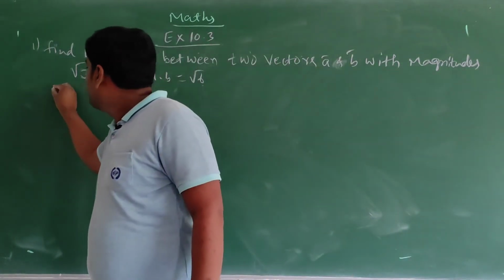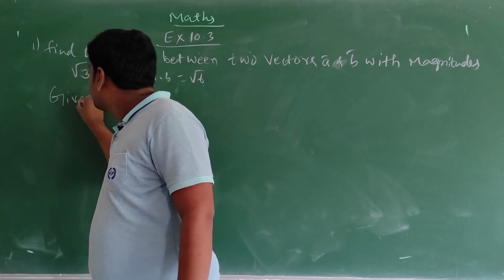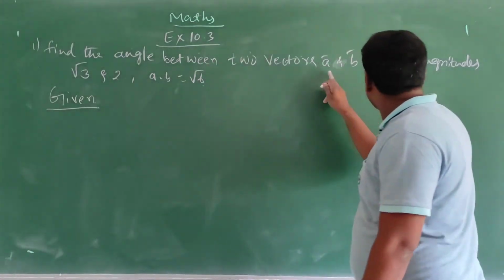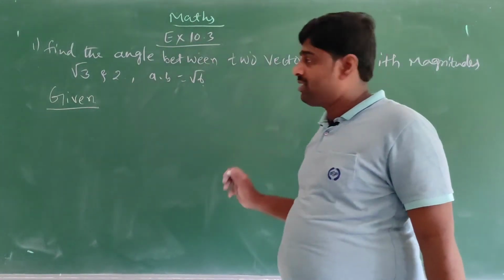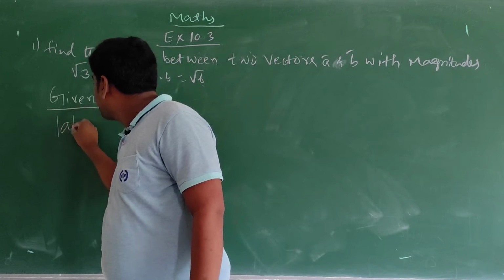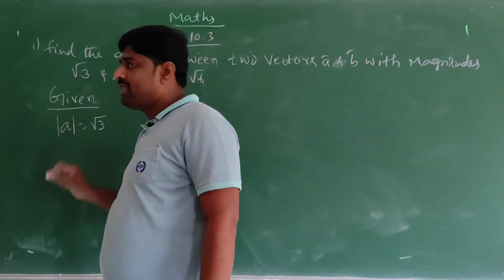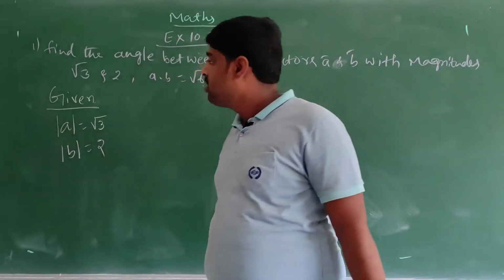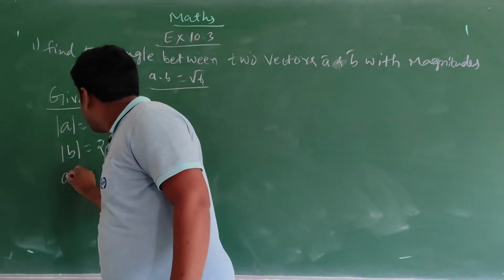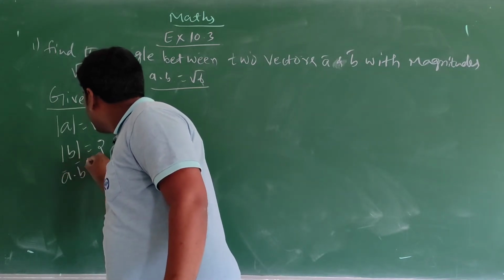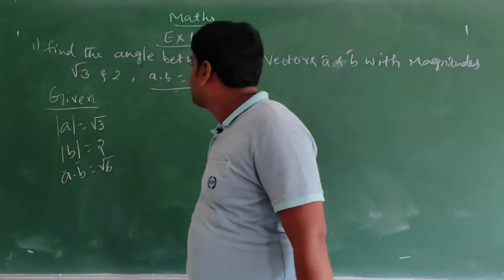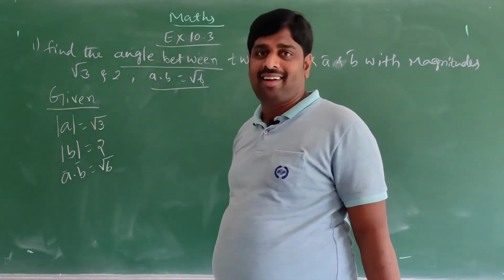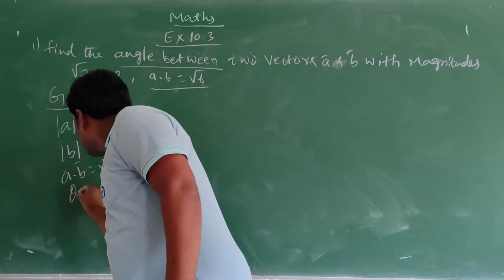Now first we have to write what is the given. Here A bar and B bar with magnitudes is given. That means magnitude of A bar is root 3 is given. Magnitude of B bar is 2 is given. So now what is given? A bar dot B bar equal to root 6 is given. So what is not given? We have to find the angle, that is we have to find theta.